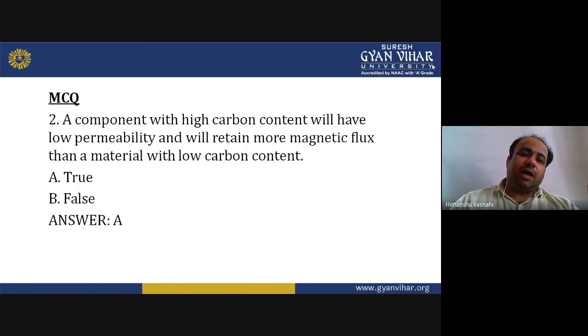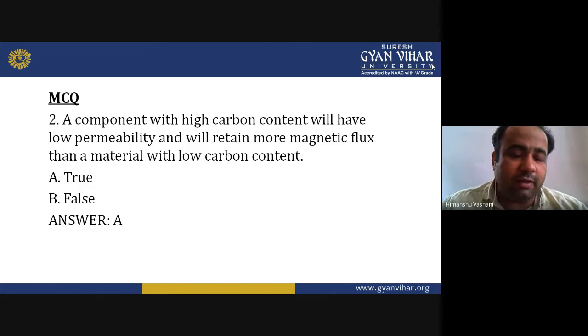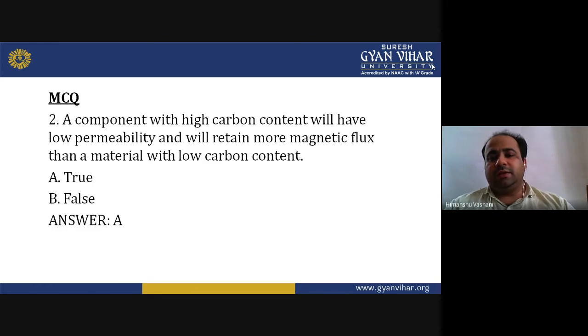Now, a component with high carbon content will have low permeability and will retain more magnetic flux than a material with low carbon content. So what do you say? Is it true or false? We have studied this in permeability, that is the ease.